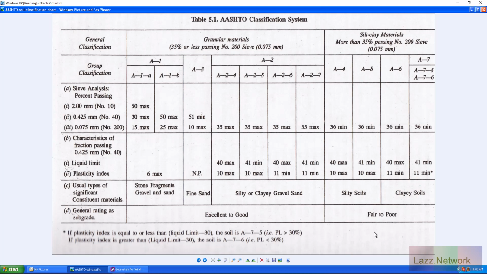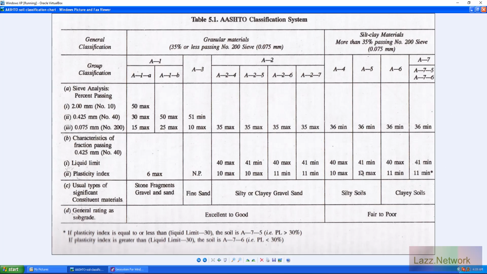So as we head into our fair to poor materials, or our silty clay material, as it likes to say, the requirement here, whether it's an A4, A5, A6, or A7, is that it has to be 36% or greater on your number 200 sieve. That's it. It doesn't matter what you get on the rest of your sieves, which, I can tell you, usually, if you're dealing with an A4 or greater, you're not going to have a lot of material on these other sieves. There's not going to be a lot of sands.